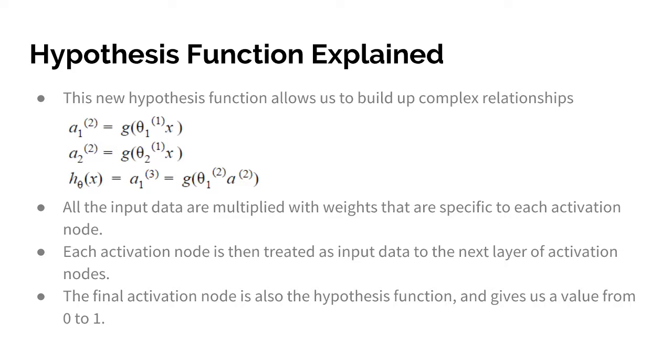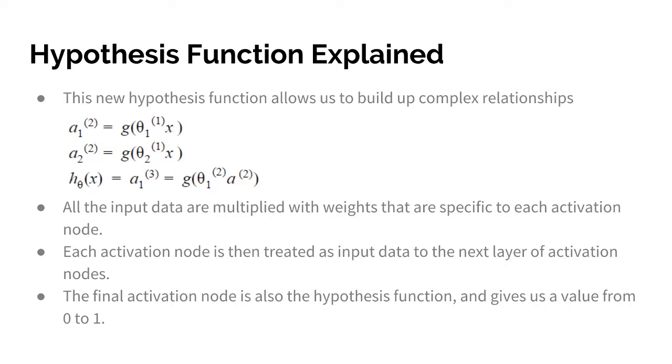Great. This new hypothesis function essentially allows us to build up a lot of complex relationships within the data. Each activation node will hold a different set of patterns for the input data. We can make something up, like the first activation node holds the relationship between age, body mass index, and times you're pregnant, and how that correlates to diabetes. And then that second activation node could be representing something completely different.